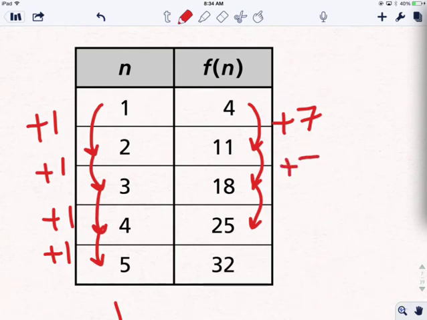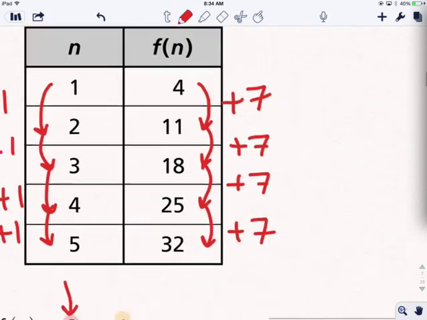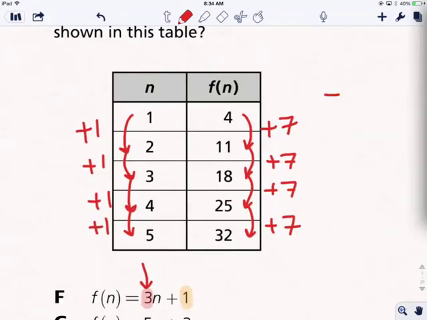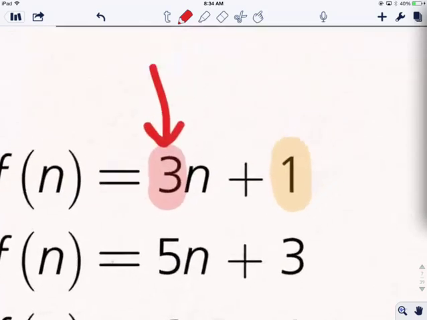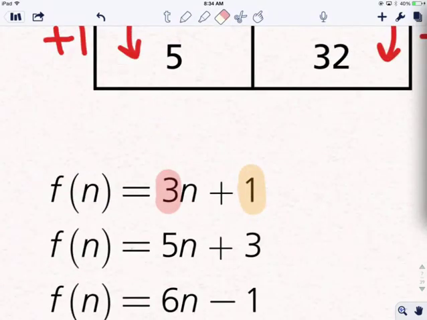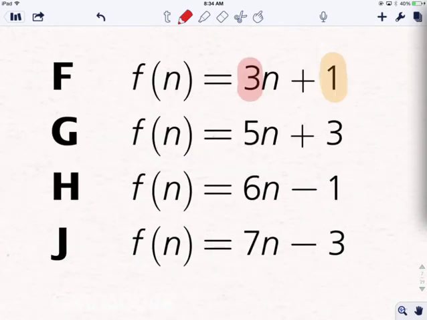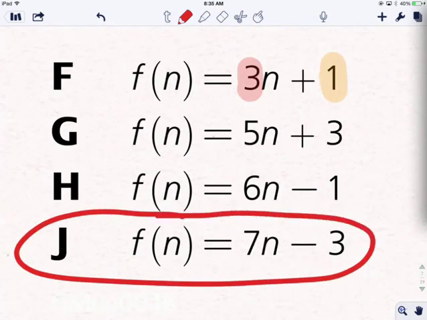It increases by 7 again, and again, and again. So the function increases by 7 each time the independent variable, n, increases by 1. So the slope is positive 7. So that is the number that will multiply the n. 7 must multiply n. Answer choice J here is the only one that has a 7 multiplying the n.